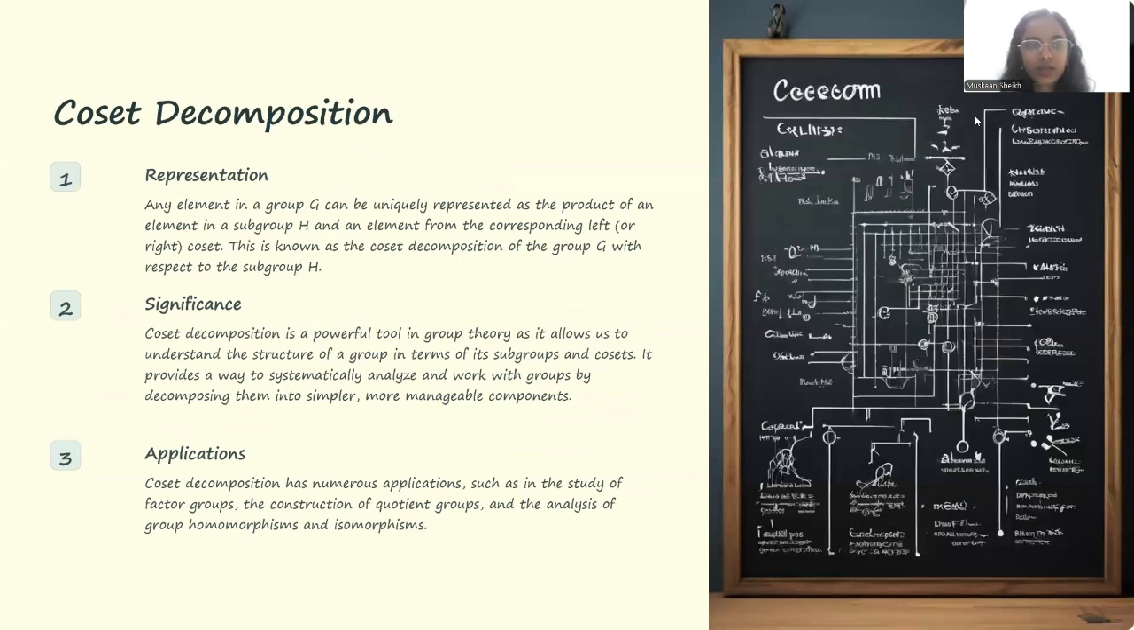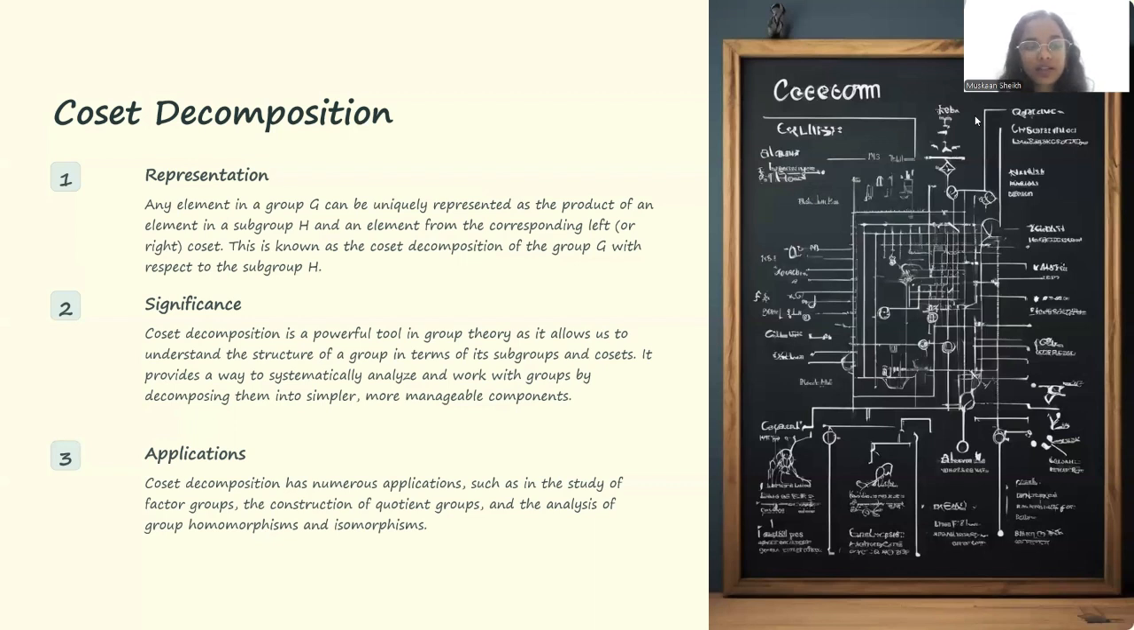Coset decomposition. Representation. Any element in group G can be uniquely represented as the product of an element in a subgroup H and an element from the corresponding left or right coset. This is known as the coset decomposition of group G with respect to the subgroup H. Significance. Coset decomposition is a powerful tool in group theory as it allows us to understand the structure of a group in terms of its subgroup and cosets. It provides a way to systematically analyze and work with groups by decomposing them into simpler, more manageable components.